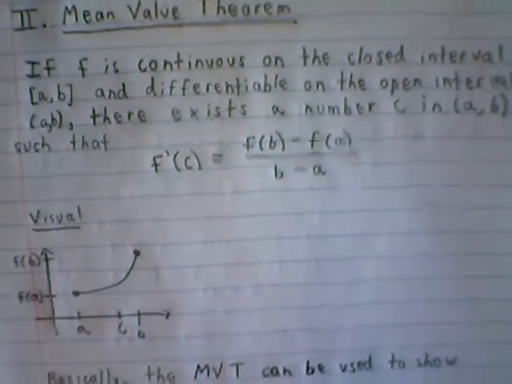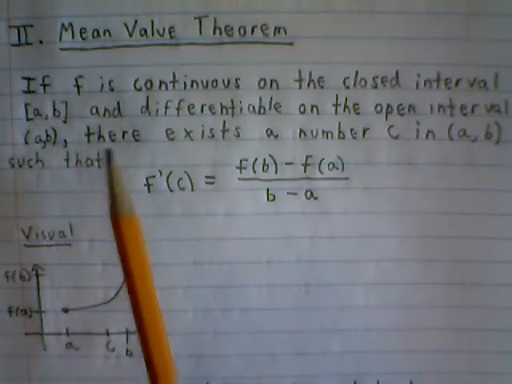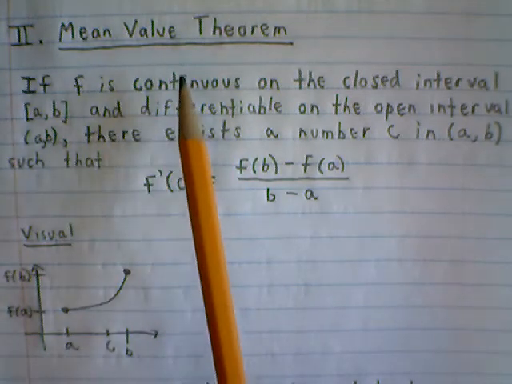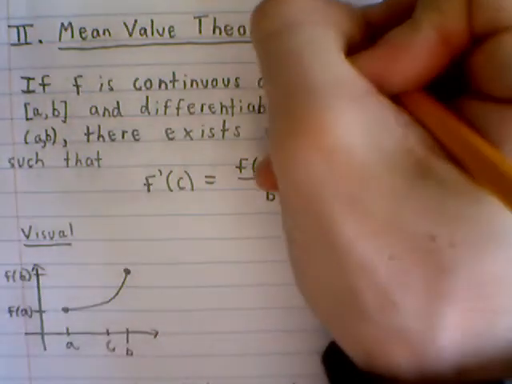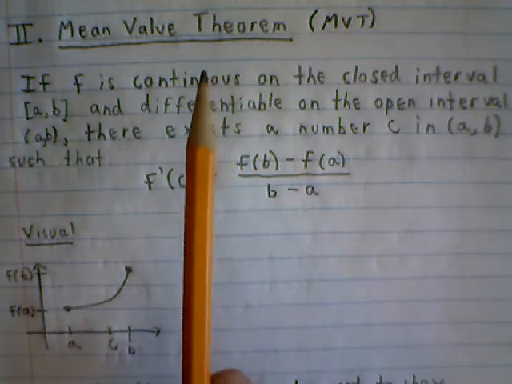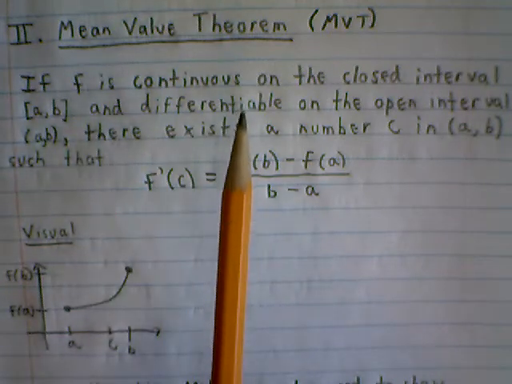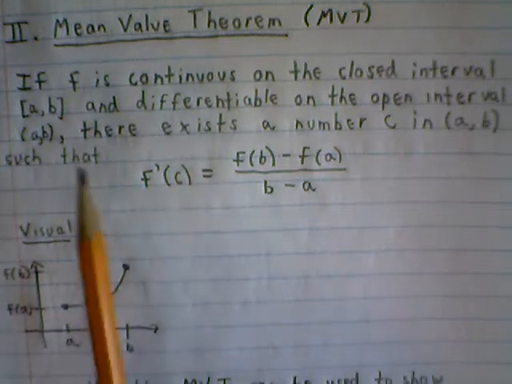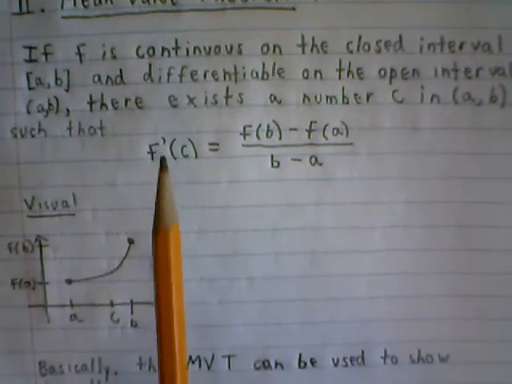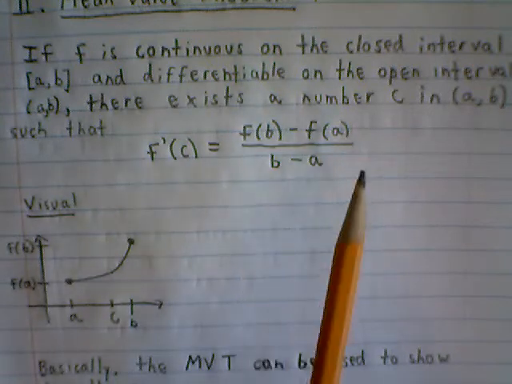All right. If f is continuous on a closed interval [a, b] and differentiable on an open interval (a, b). So we're starting with the same criteria as before. When we use the MVT, or mean value theorem, abbreviated MVT, we always have to check that it's continuous and differentiable. So if a function is continuous on a closed interval [a, b] and differentiable on an open interval (a, b), there's got to be a number c in (a, b) such that f prime of c equals f of b minus f of a over b minus a.